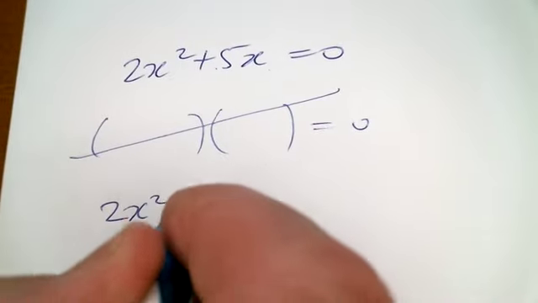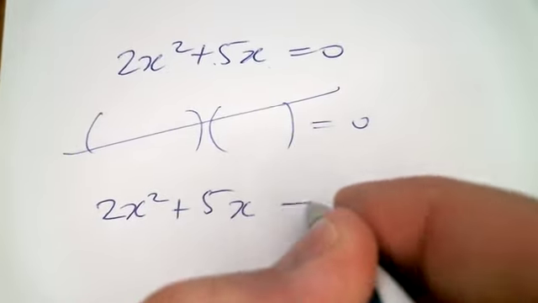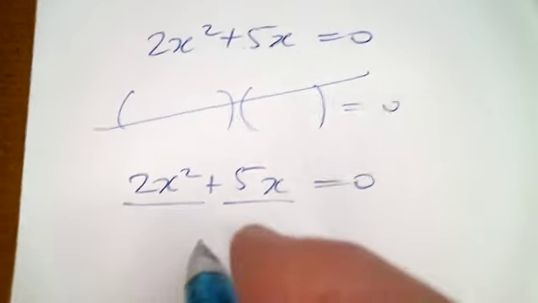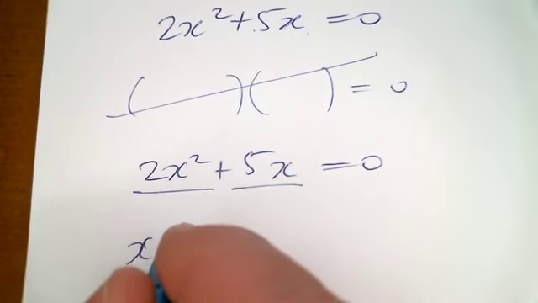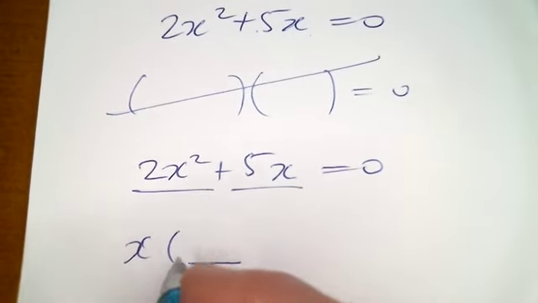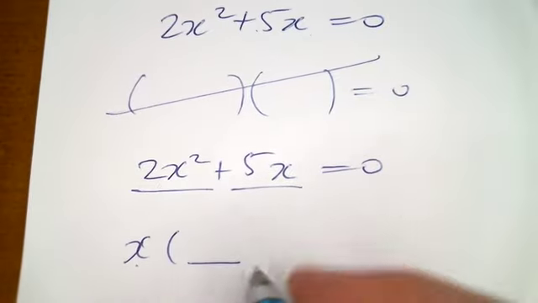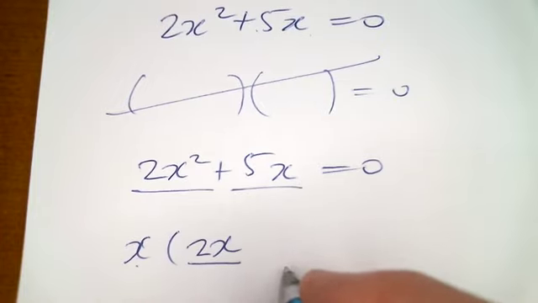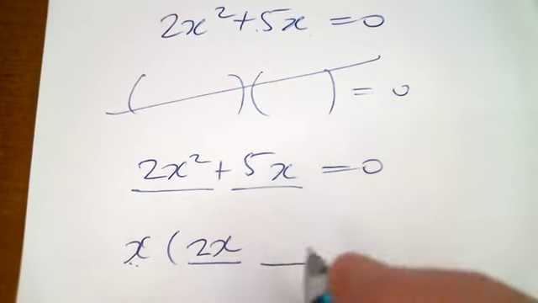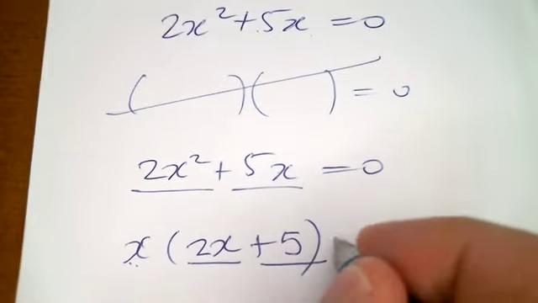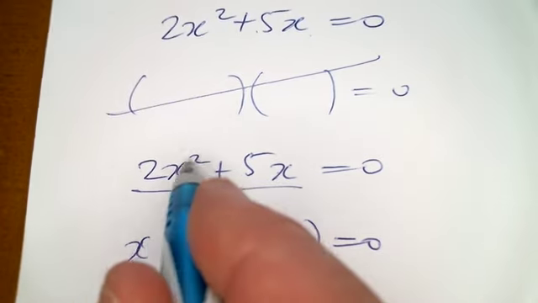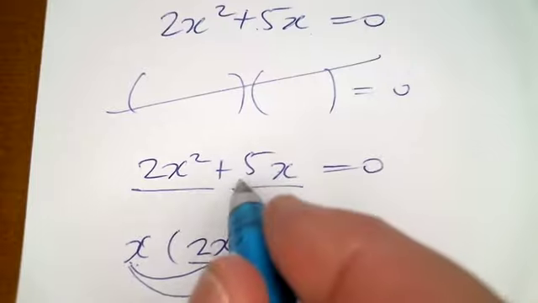So we've got 2x squared plus 5x is equal to 0. So I'm going to ask what is common to this and this. Well, I've got an x that's common, so x is common to both. So I ask what times x makes 2x squared? Well, 2x times x makes 2x squared. And what times x makes 5x? Well, plus 5 would make that 5x. So let's just check it. I've got x times 2x is equal to 2x squared, and x times 5 is 5x.